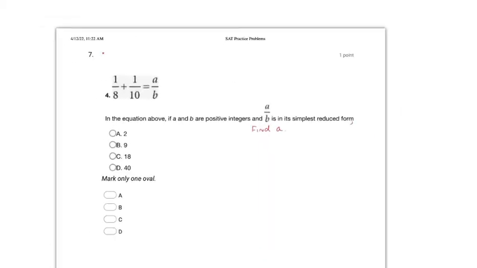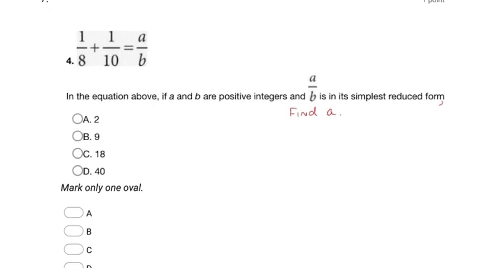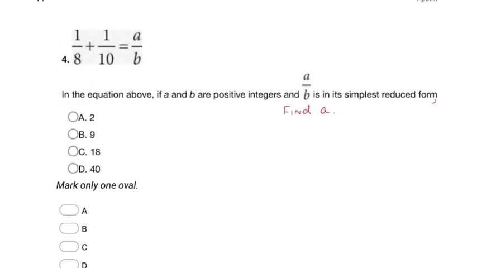Question 4 says, in the equation above, if a and b are positive integers, and a over b is in simplest reduced form, figure out what a is. Well, on the left side here, that's just an addition problem. You're adding two fractions. So to add fractions, you have to have a common denominator.